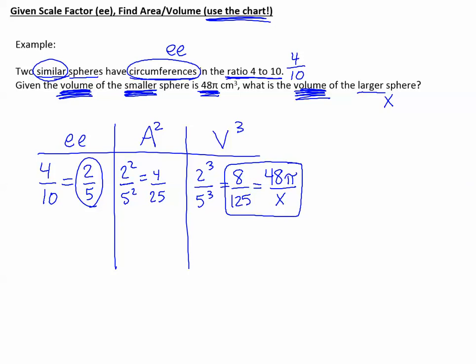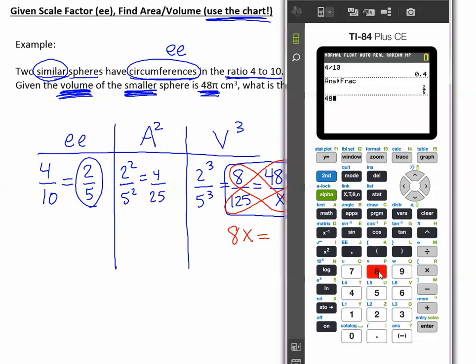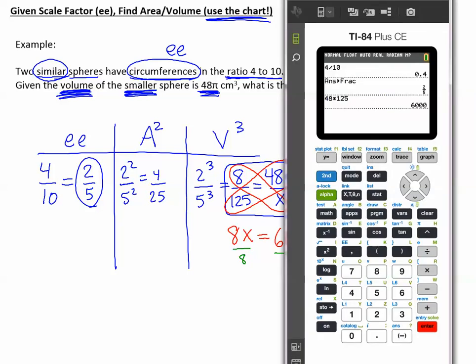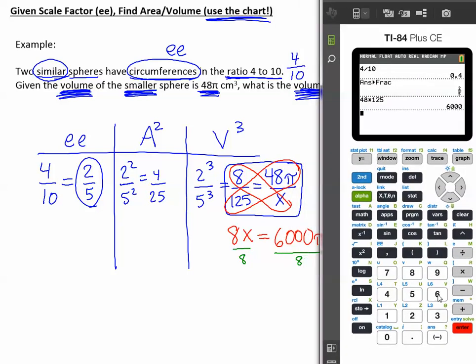How do we solve a proportion? Cross multiply. 8 times x is 8x. 48 pi times 125. Now, if I need to use my calculator, I'm only going to type 48 times 125. I'm not going to type pi because I want to use an exact answer. So back to my proportion that I'm solving, I got 6,000, but I need to say times pi because I didn't type that in. Remember, I'm trying to get x by itself, so now I need to divide both sides by 8.